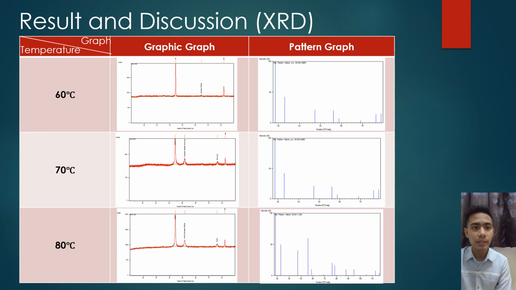The x-axis is the position, and the y-axis is the peak of the material position. From 60 until 80 degrees Celsius, the position of the material increases, and the peak of the material position also increases.